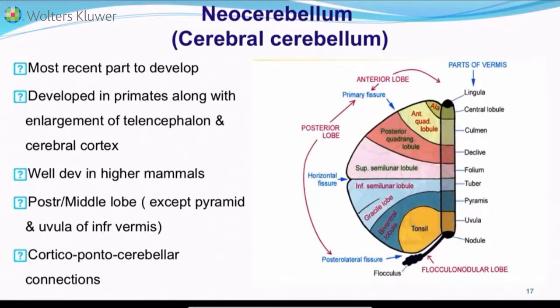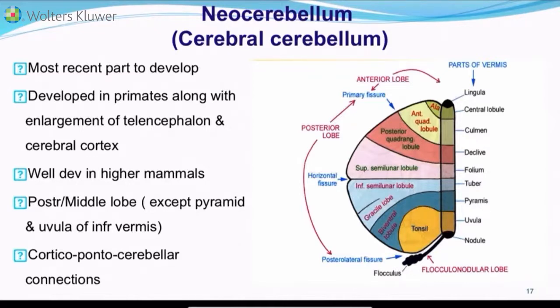Neocerebellum is a recent one to have evolved, otherwise known as cerebral cerebellum, developed in primates along with enlargement of telencephalon and cerebral cortex. It's well developed in higher mammals. It consists of the posterior and the middle lobe except pyramid and uvula of inferior vermis. So it consists of the posterior or the middle lobe, but you have to exclude pyramid and uvula of the inferior vermis. It mainly consists of corticopontocerebellar connections to perform highly skilled, voluntary, well-coordinated motor activities.